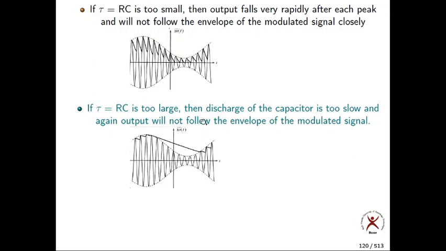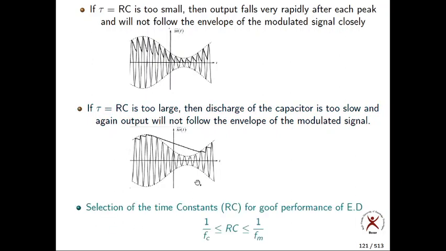So our time constant should be neither too small nor too big. It should be optimum. I told you the problems of having a time constant small as well as large. So it should be neither large nor small. It should be optimum, an average value. This is very, very important.